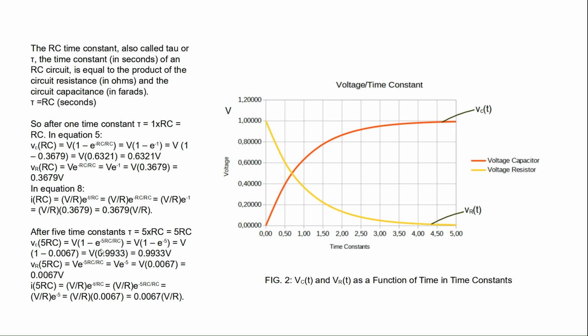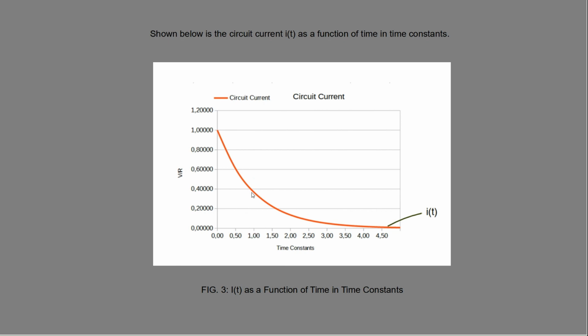And then after five time constants for Vc, we get 0.9933 volts, which complies more or less with what we got here. And the voltage in the resistor after five time constants is 0.0067 volt, which more or less complies with what we have here. Similarly, if we calculate the current after one time constant it is 0.3679 VR, and after five time constants it is 0.0067 VR. And if we look at the graph on the next page, it more or less complies with our calculations.